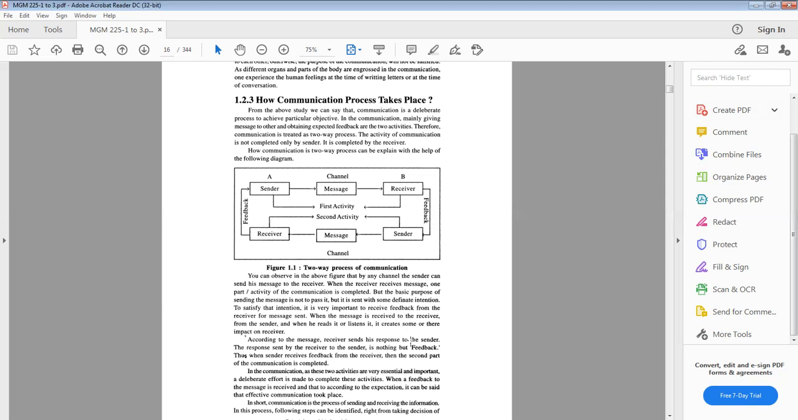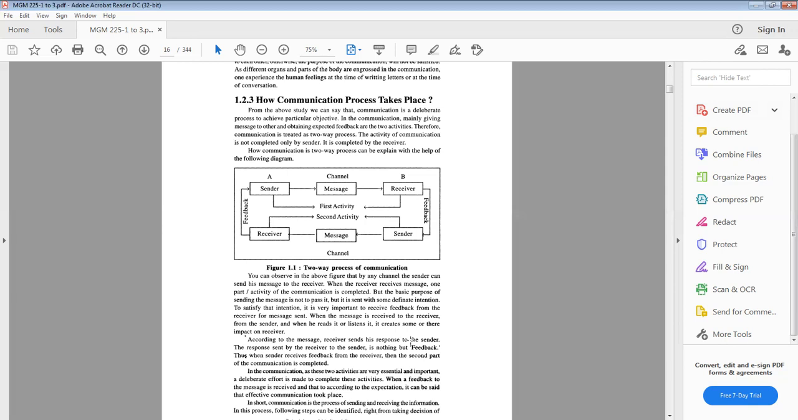Sending the actual message. After the channel is selected, the sender sends his message to the receiver by such selected channel. In this step, the activity of sending the actual message is to be powerful. Understanding the message by the receiver. The receiver will understand the meaning of the message after it is received from the sender.